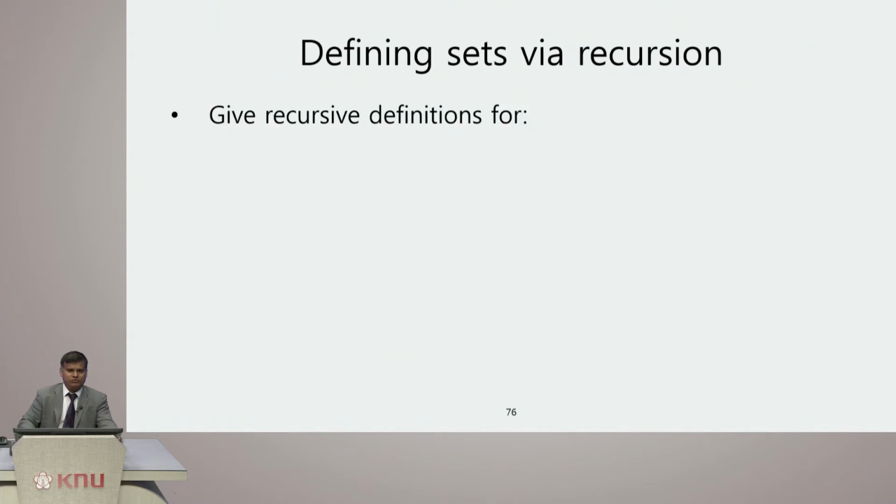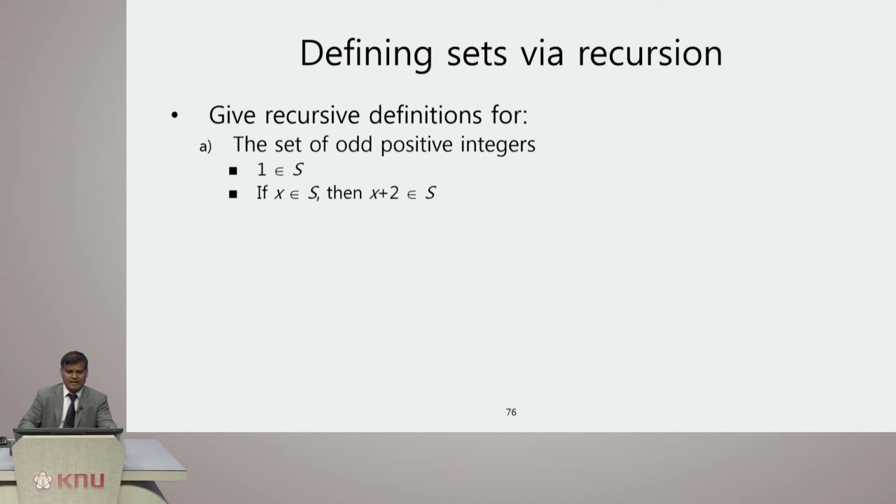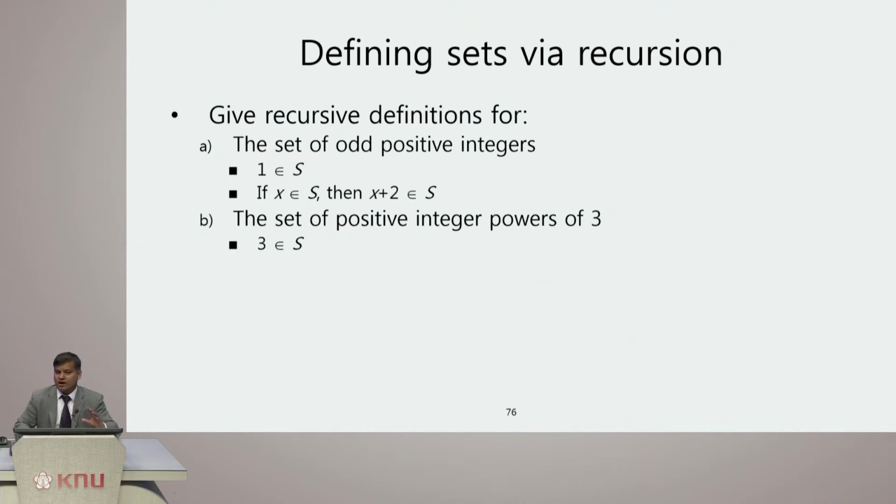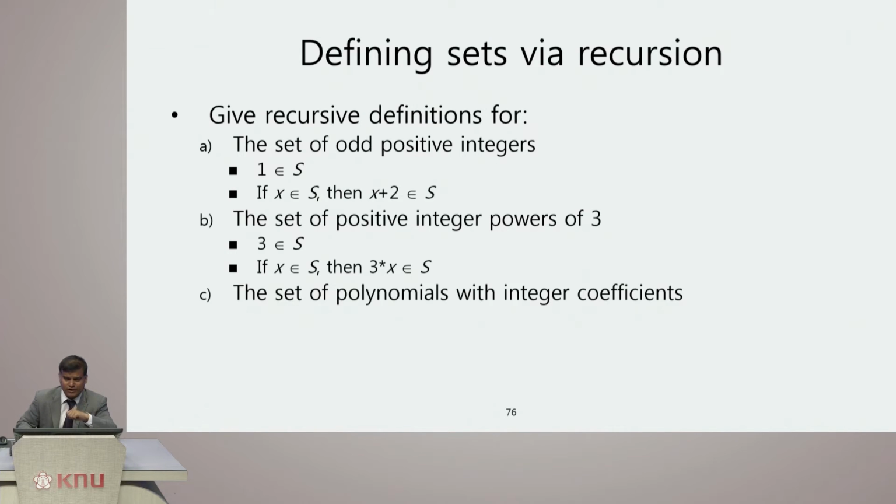So defining sets via recursion, say for example, the set of odd positive integers. 1 is an element of S, and if x is an element of S, then we have to prove that x plus 2 is an element of S. So that's one example. Another example is the set of positive integer powers of 3. 3 is an element of S, and if x is an element of S, then 3 times x is an element of S.